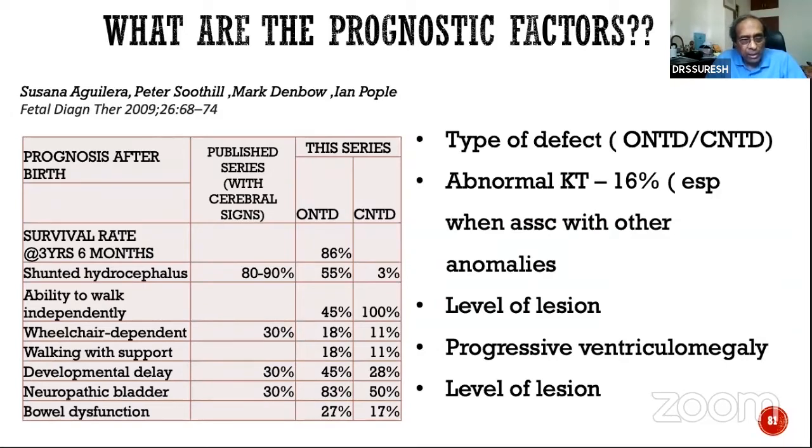Similarly, the ability to walk independently in ONTD is only 45%, whereas in closed NTD it is almost 100%. Walking with support is more or less similar. Bowel dysfunction is again more in ONTD as compared to that. So when we talk to the patients about the factors that could happen, it depends on the level of the lesion, the length of the lesion, and the associated anomalies.